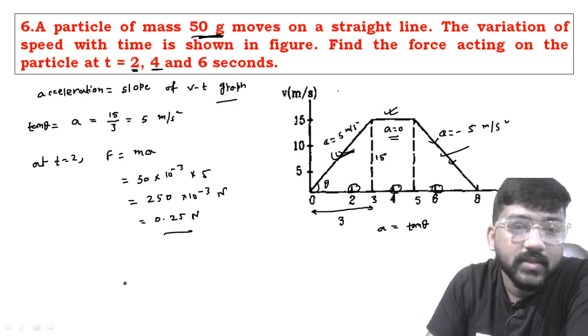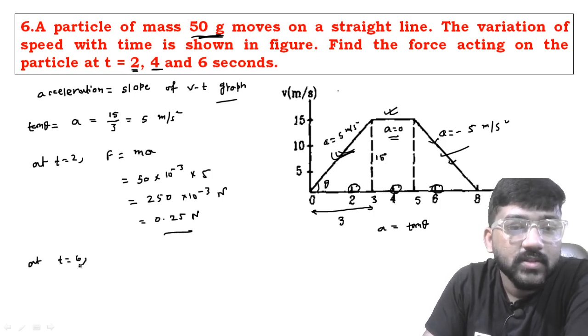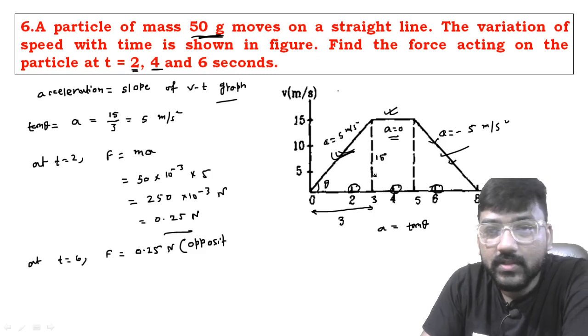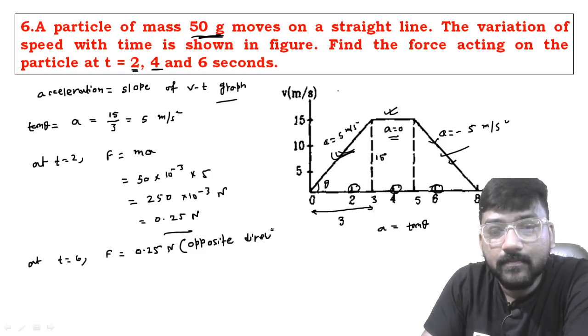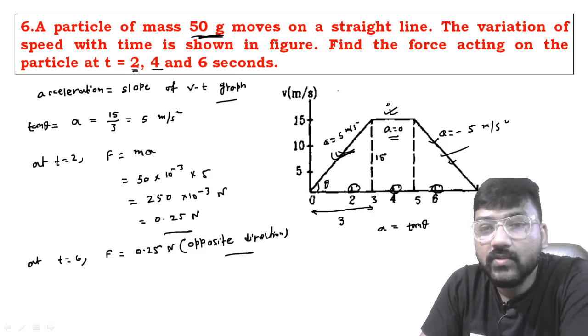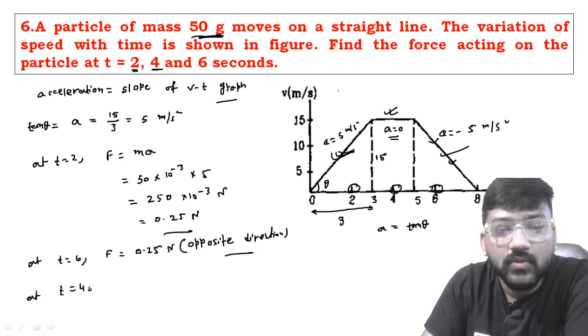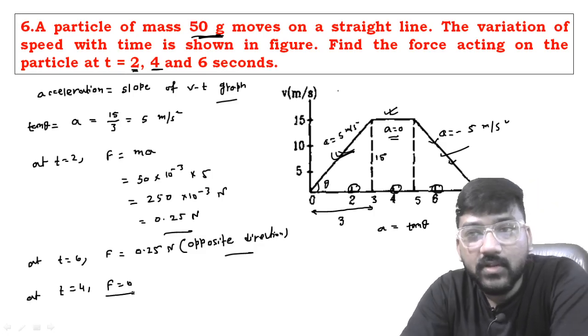So 0.25 Newton is the force at time t equal to 2 seconds, and it will be the same for time t equal to 6 seconds, but in the opposite direction. So at t equal to 6 seconds, the magnitude of force will be the same, but in the opposite direction, because the motion is in decelerated form. And at t equal to 4 seconds, you see the acceleration is 0. So at t equal to 4, force will also be 0. So this is how you can solve this problem.